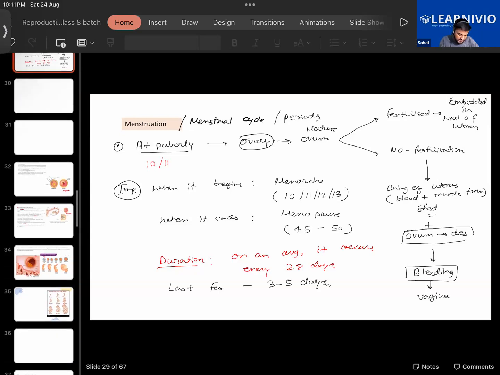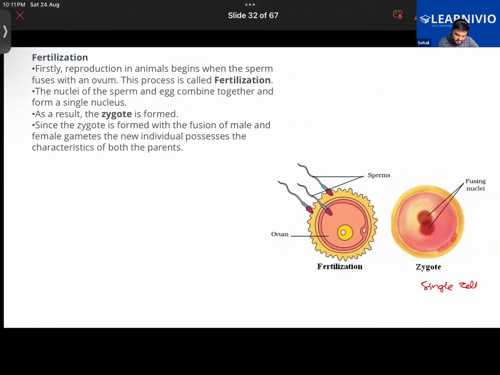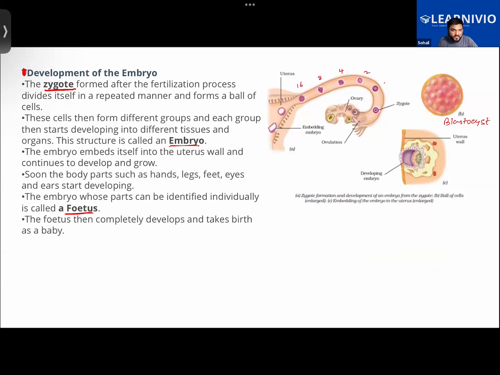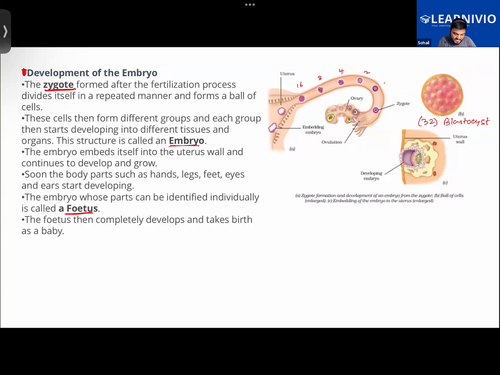First of all, let us learn what an embryo is, and then we'll be learning about how it is developed. As we know about fertilization, as a result of fertilization, a zygote is formed. Right now, we'll be learning about the development of the zygote. The zygote that is formed right after fertilization will be repeatedly dividing, as you can see over here. The number of cells keeps on dividing. First there will be 2 cells, 4 cells, 8 cells, 16 cells. Then finally it reaches a stage where the number of cells increases to 32. At that time, it is called a blastocyst.